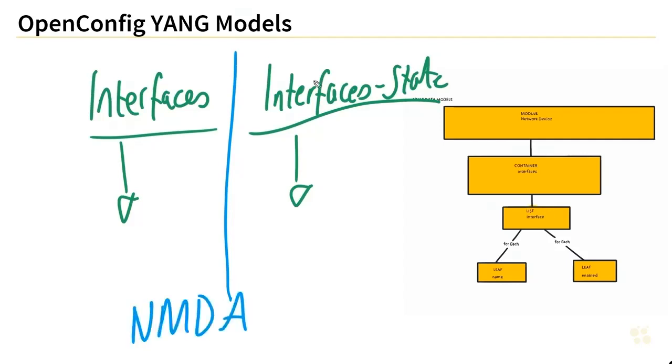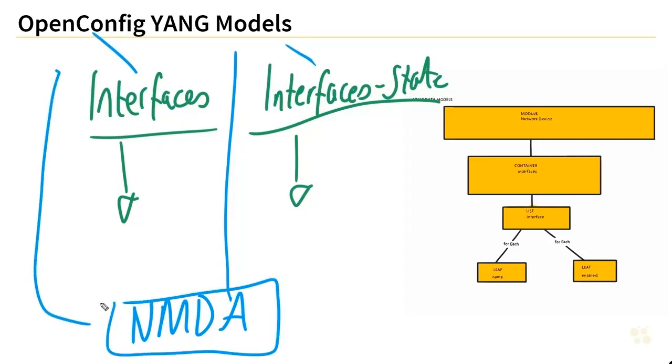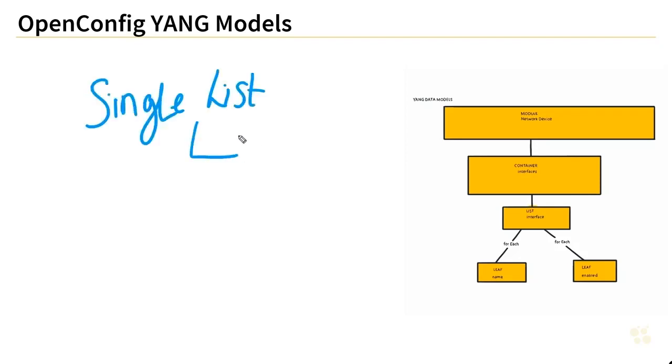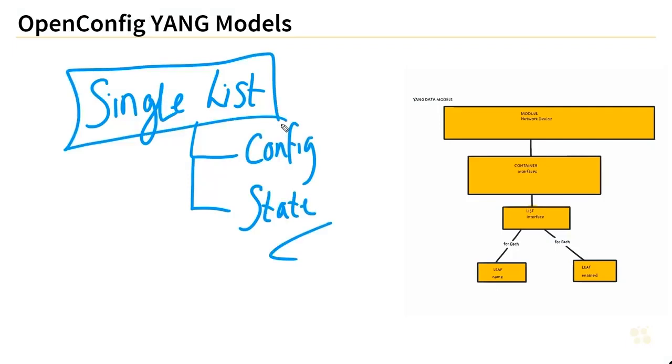So what does OpenConfig do? Do they split the tree? Or perhaps they rely on the datastores of the NMDA? Well, the truth is they actually have their own convention. Instead of having two separate lists for configuration and for state, OpenConfig blends config and state throughout the tree. Basically, you can expect a single list and then a config branch, and below it, a state branch. And this just happens recursively as you go deeper and deeper into the tree.